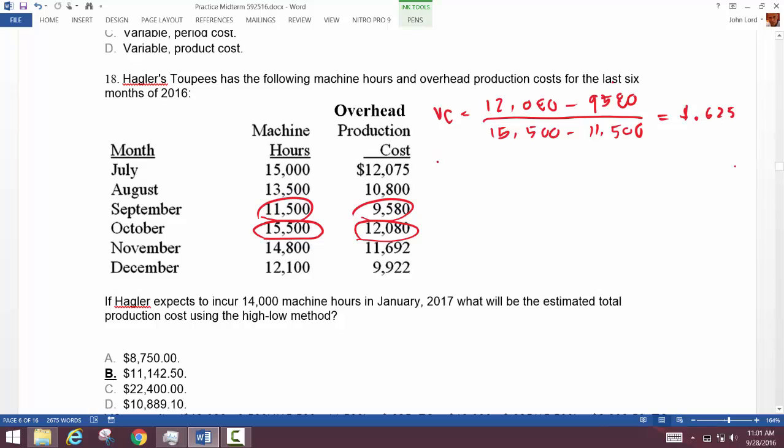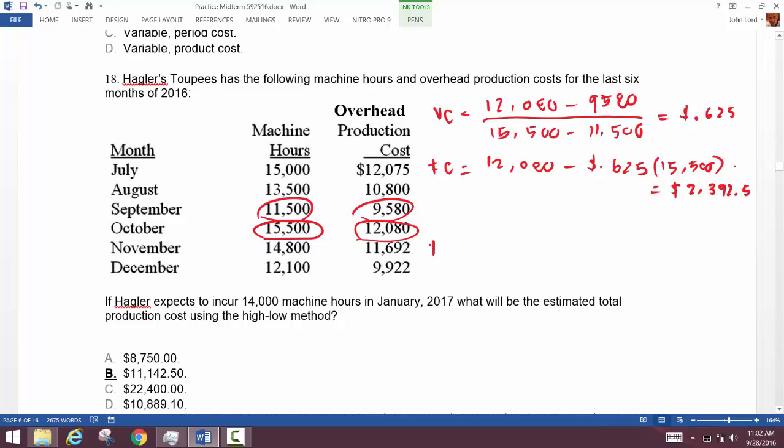Okay, good. So now we know our variable cost, and now we're going to get our fixed cost. Are you going to use the high or the low? The high. So you're going to say that the 12,080 minus our variable cost at the high level of activity, which is 0.625 times 15,500, right? Good. And that's going to give us our fixed cost of 2,392.5. Okay, nice.